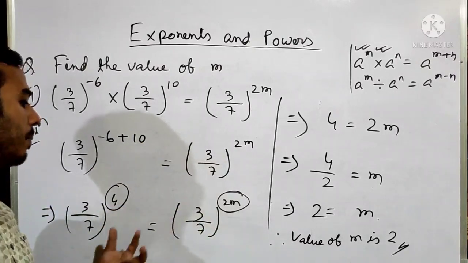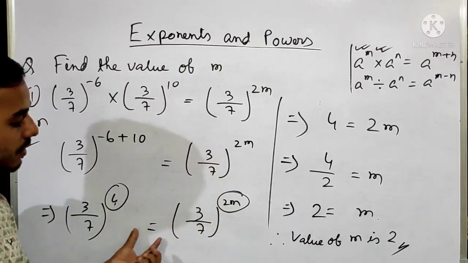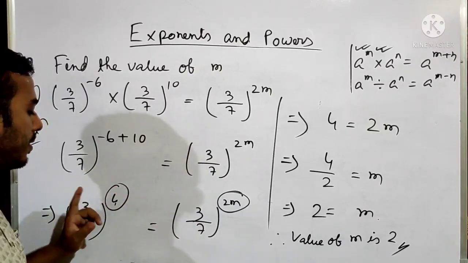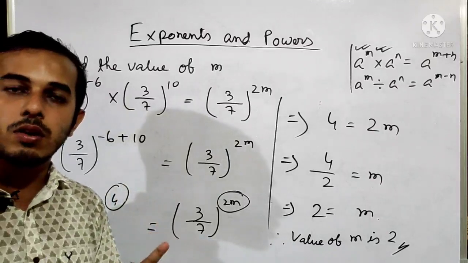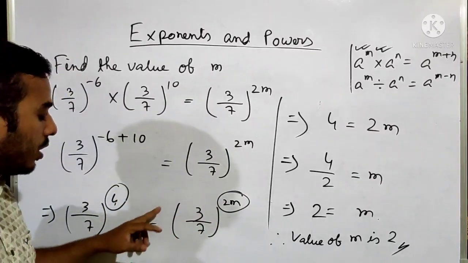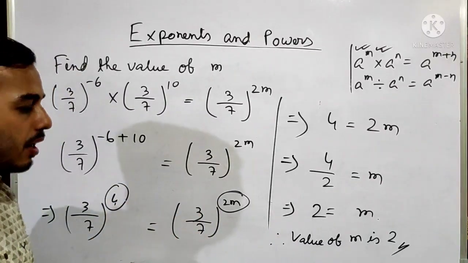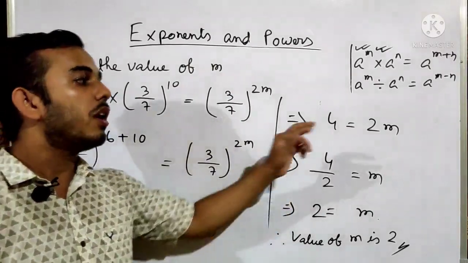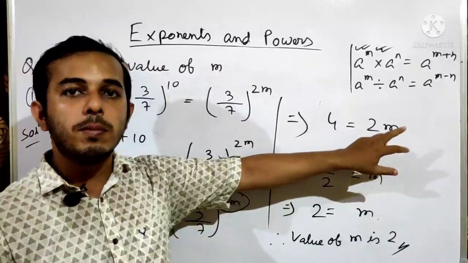Okay, now since their base is the same, and it is given that there is an equal sign, that is, left-hand side equals right-hand side, it means their powers must be the same. If the powers were not the same, it would not be equal. Clear? But since it is equal, their 4 equals m also.